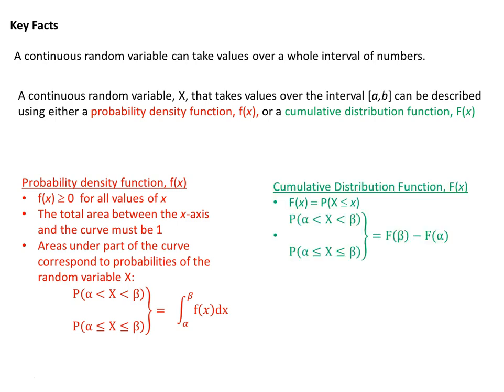The cumulative distribution function, big F of x, is such that F of x is the probability that the random variable is less than or equal to little x. If we know the distribution function, then it is easy to work out probabilities, since the probability that x lies between alpha and beta will simply be F of beta minus F of alpha.